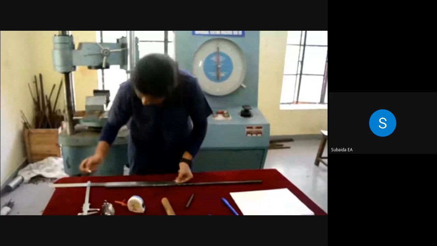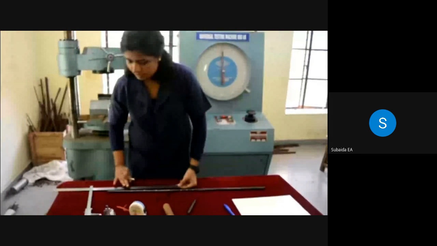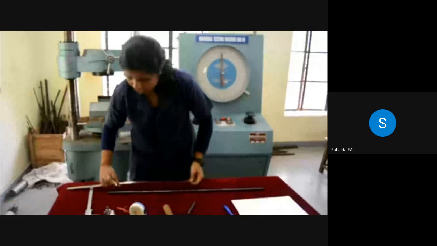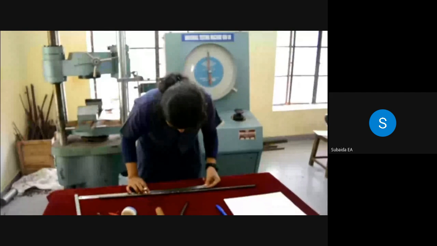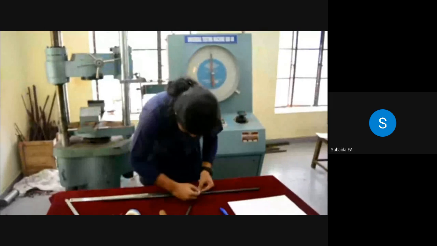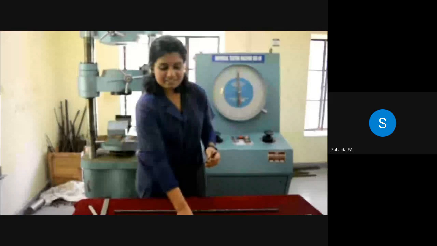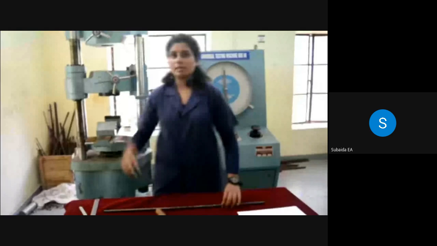Make sure that you put 10 centimeter in excess here, because when we are fixing, it should be convenient. We have to punch the points using the punch, and then we have to keep it in the machine.